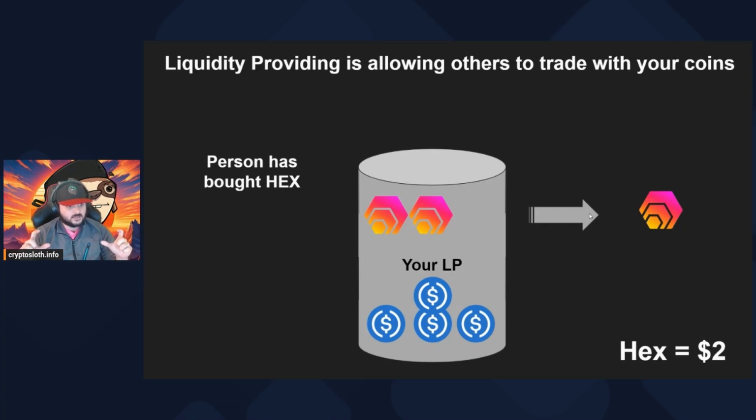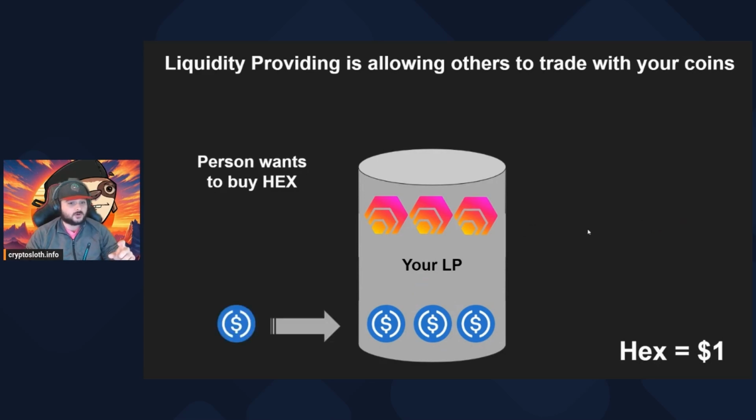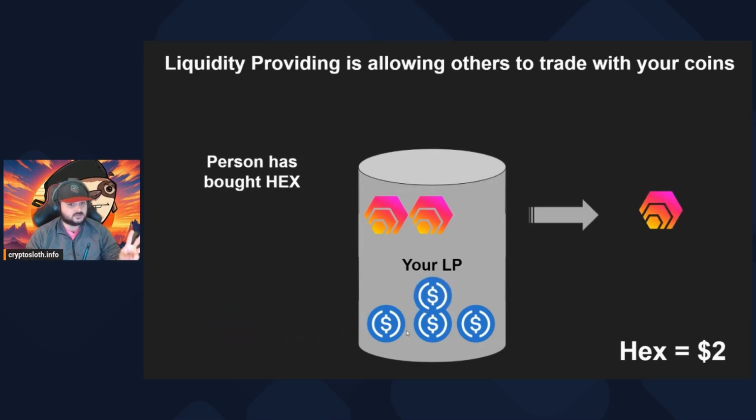Now, if you'll notice, the composition of that liquidity pool has now changed. Instead of before having 3 HEX tokens and 3 USDC tokens, you now have 2 HEX tokens and 4 USDC tokens. This change in composition of the liquidity pool is going to be very important when we talk about concepts like impermanent loss. But for now, just know that you, as the liquidity provider, have lost a HEX coin but gained a USDC coin. And if we recalculate the price based on what this buy has done, we now have 2 HEX tokens, 4 USDC tokens. Each HEX is backed by 2 USDC.